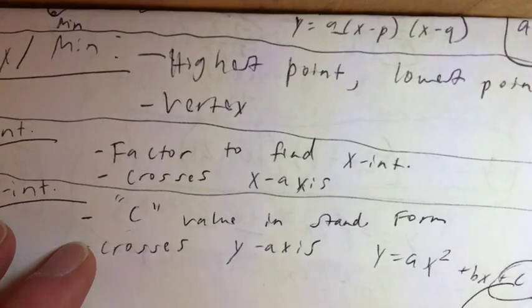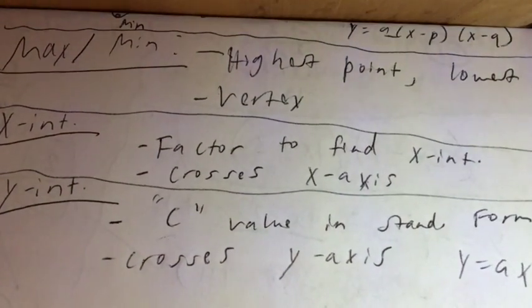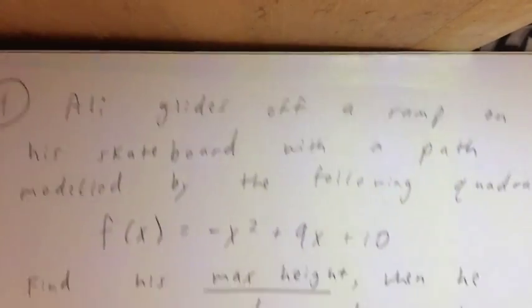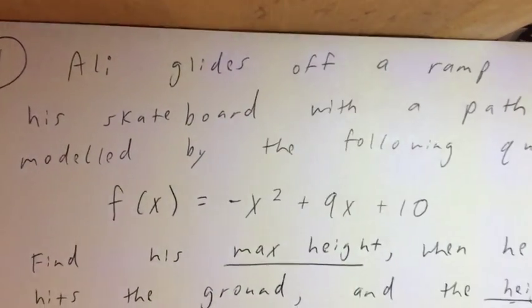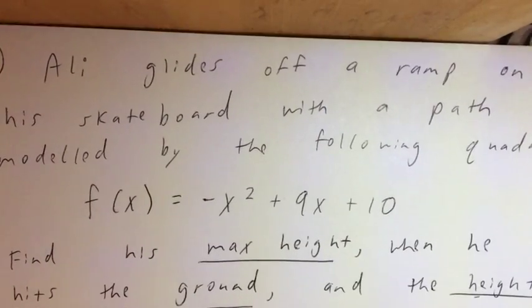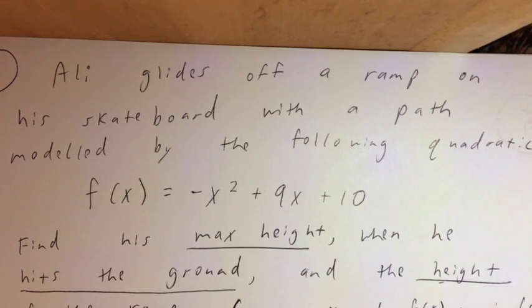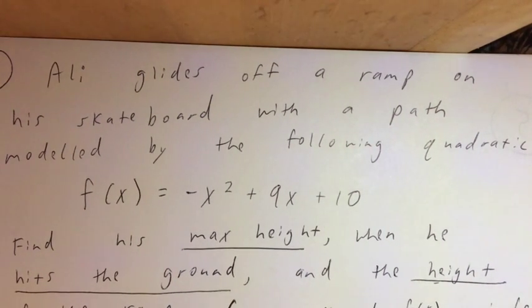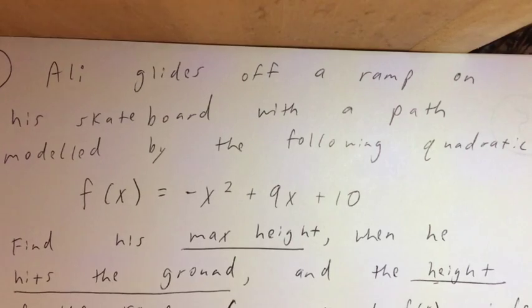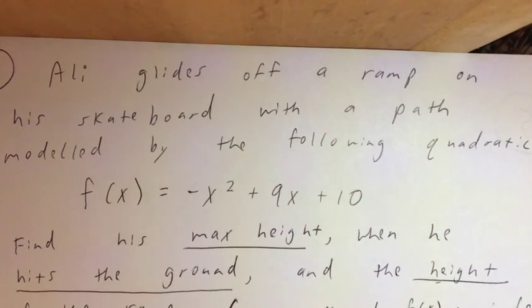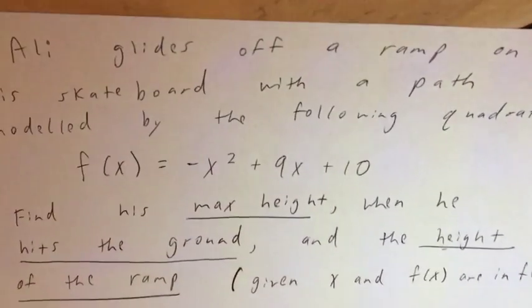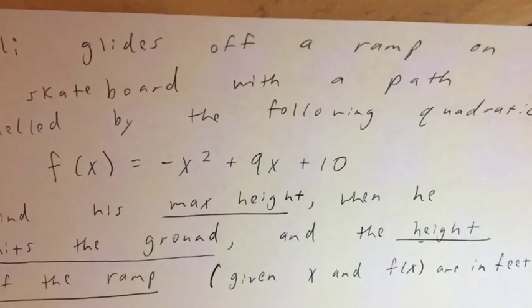Okay, so we've gotten through 1, 2, and 3. Let's go on to number 4, which addresses some word-problem kind of stuff. Write this one down for me if you could. I'm going to pan this so you can see it. There we go. Ali glides off a ramp on a skateboard with a path modeled by the following quadratic: f of x, that's the same thing as y, equals negative x squared plus 9x plus 10. Find his max height, when he hits the ground, and the height of the ramp, given that x and f of x are in feet.